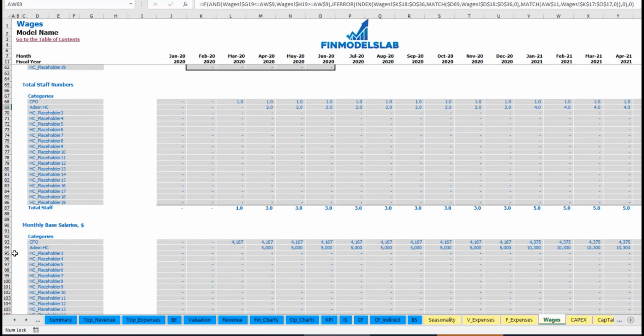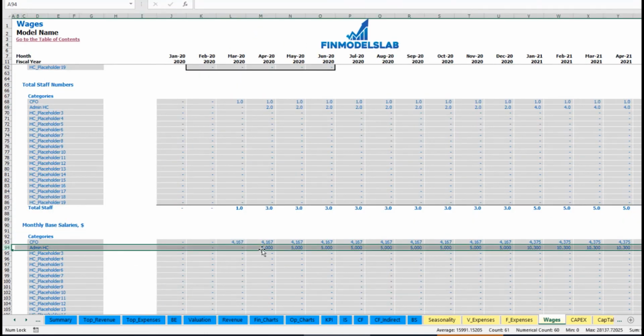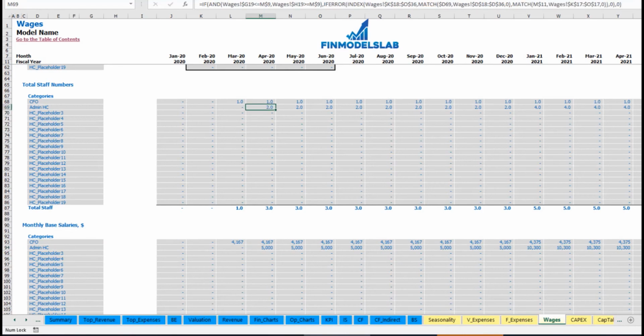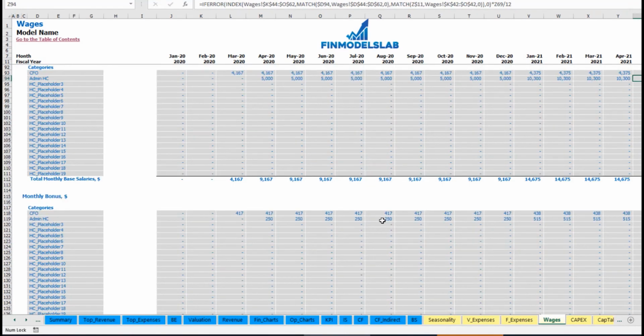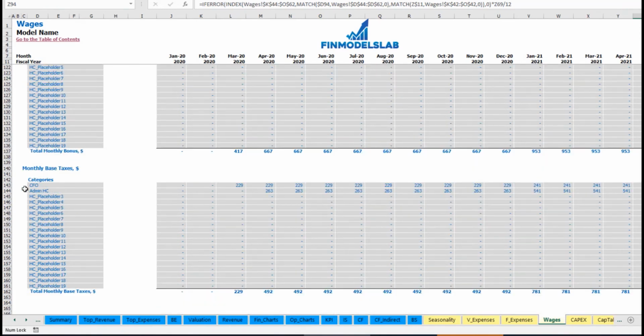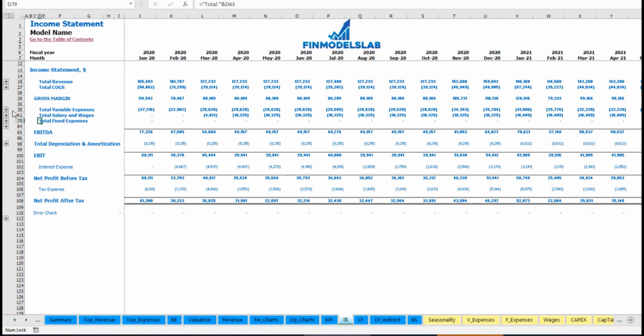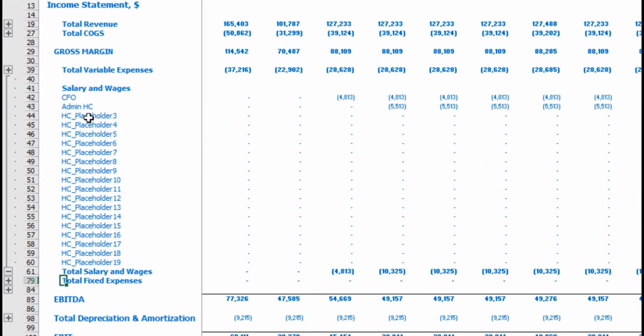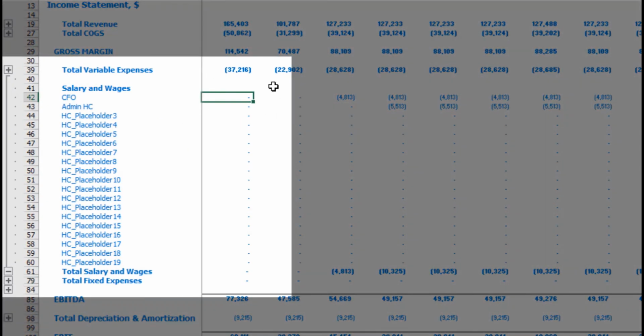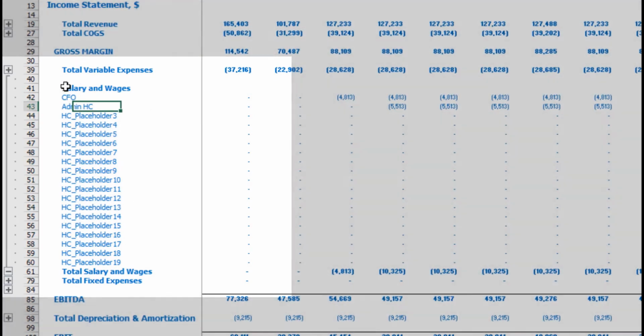Again, calculation of salaries for these 2, in this case 4 headcounts, calculation of bonuses, and calculation of monthly payroll taxes. You may see in the income statement, total salaries and wages, and here you may see the total amount of bonuses, payroll taxes, and wages for these headcounts.